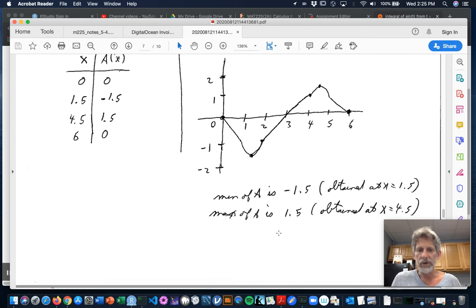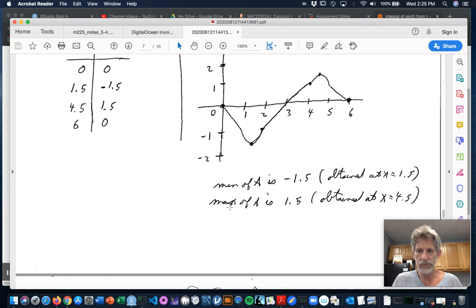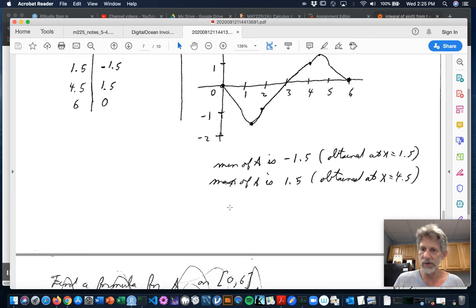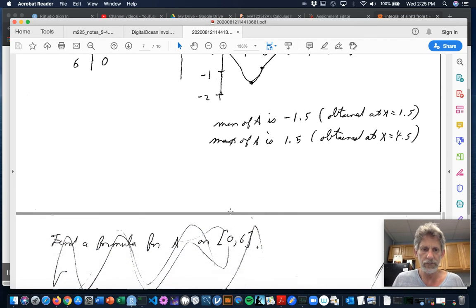And now I'm convinced that this local min actually has to be a global min. The smallest I ever get for A on the entire 0 to 6 range is negative a half. The biggest I get is at this 1.5 level. That happens when x is 4.5.